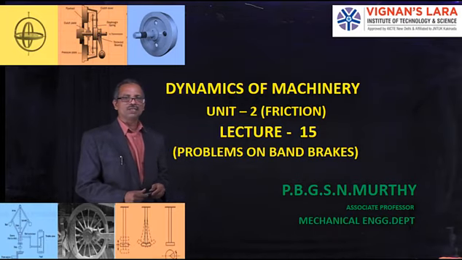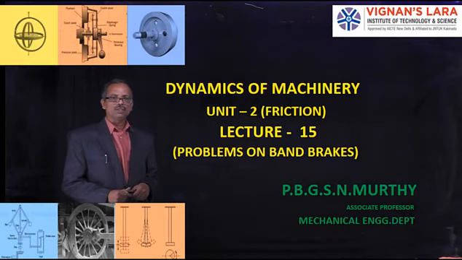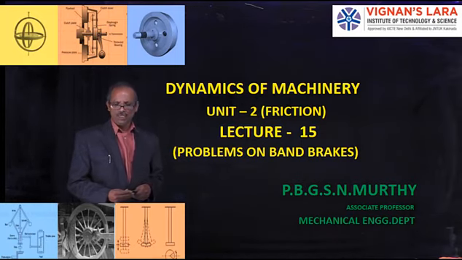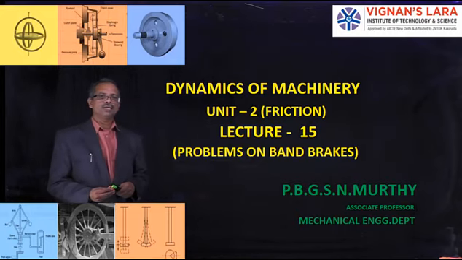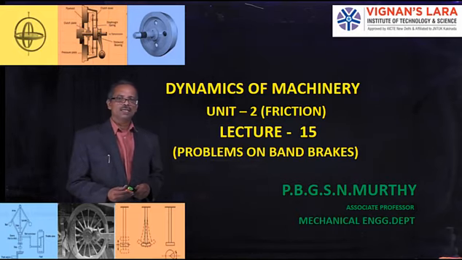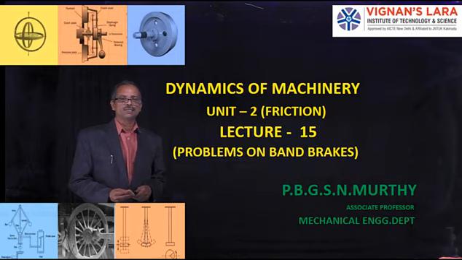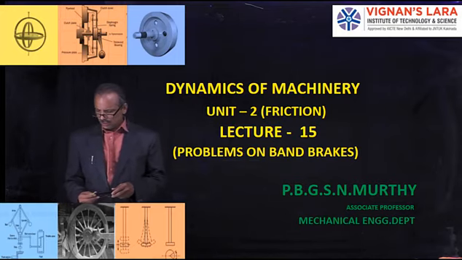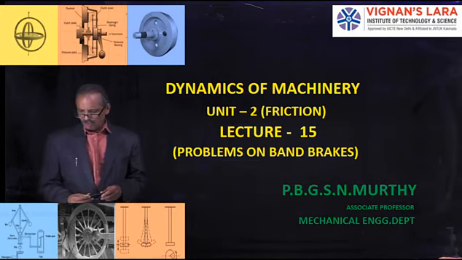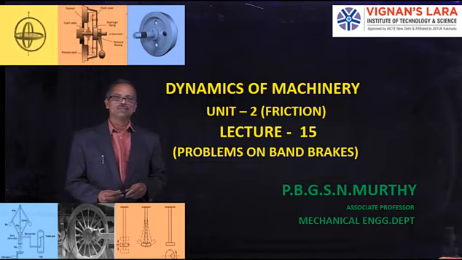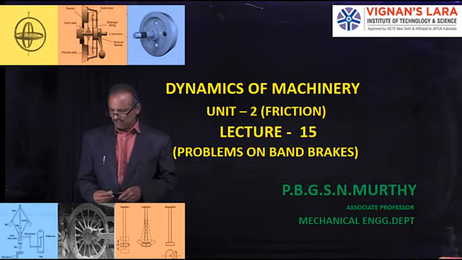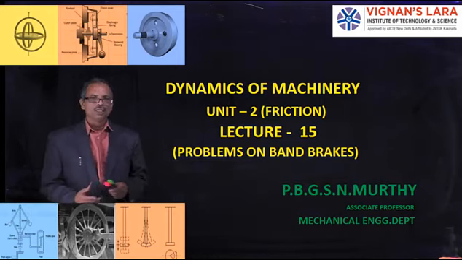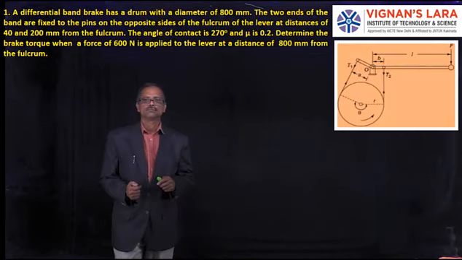One of the equations is T1 by T2 is equal to e power mu theta, that is the tension ratio of the belts, tight side and slack side tensions. And another one is the braking torque, that is TB is equal to (T1 minus T2) into R. These are the two equations which we would like to use in problem solving.